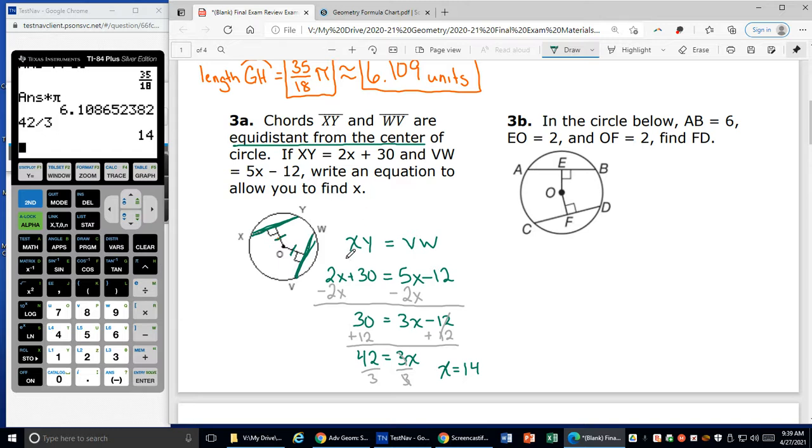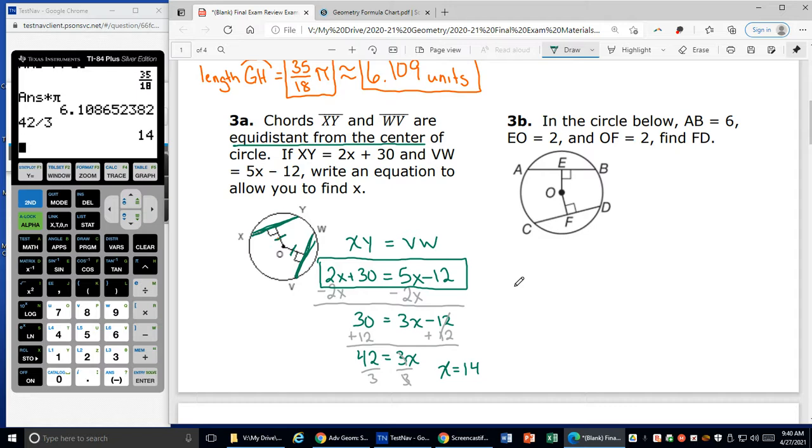My question, it's not really a question. It just says to write an equation. Ooh, write an equation. I was done here. It doesn't hurt to plug it in though, right? If you wanted to check your answer, you could plug in the 14 here and here, and you should get 2 equal chords, okay? But I just needed to write the equation to allow me to find x, okay?